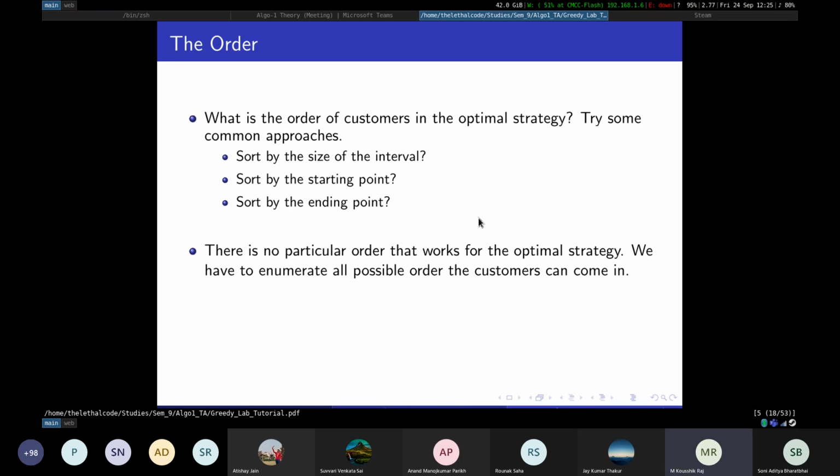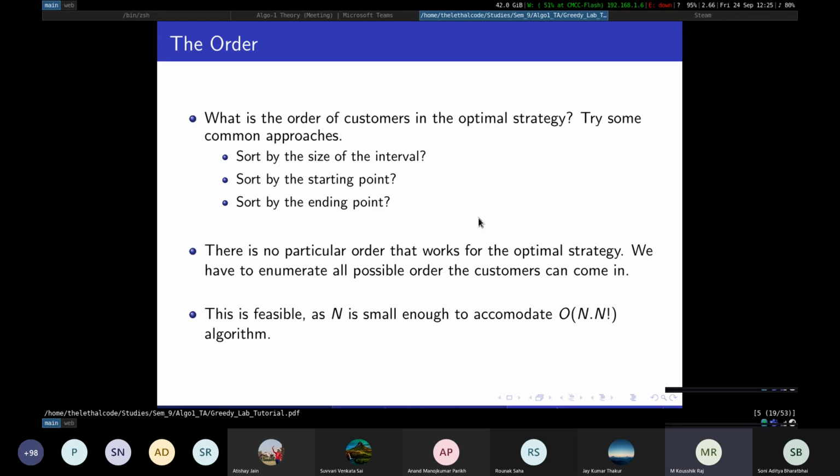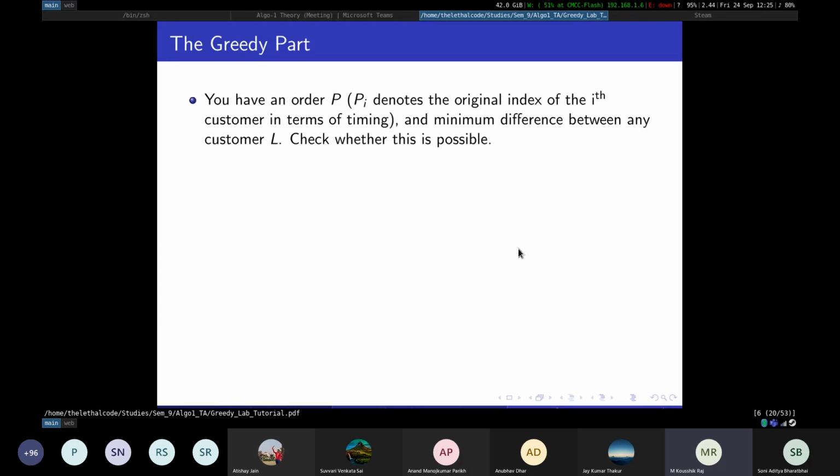Since this enumerates all possible orderings, we'll obviously be able to find a solution. Obviously, the optimal solution will be one of those orderings. We can find it. And as you said, n was small enough to accommodate such an algorithm. Is it clear till now? Yes, sir. So we have got over the ordering part. Now we'll go for the actual greedy part.